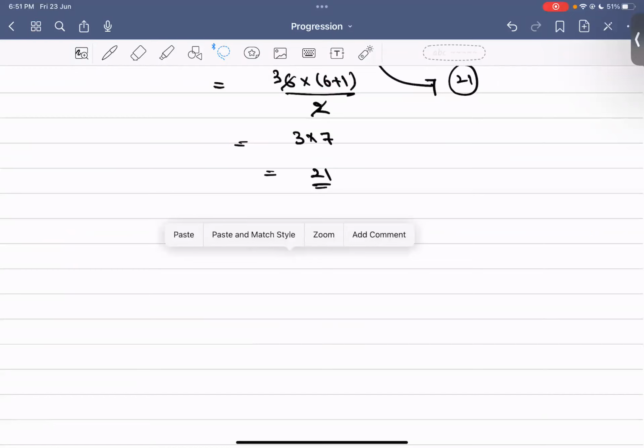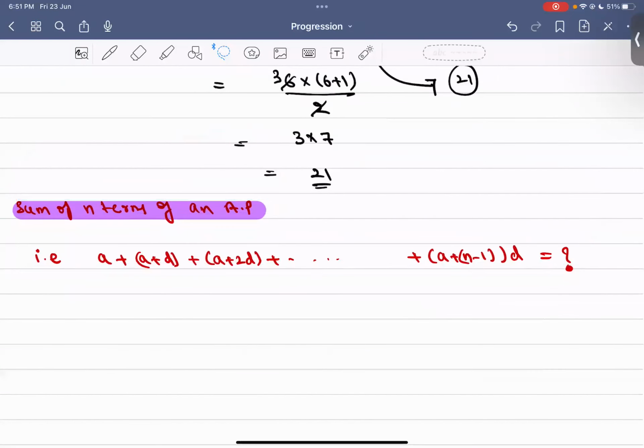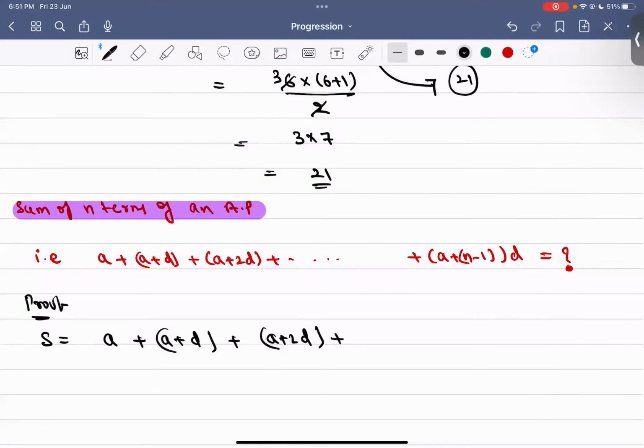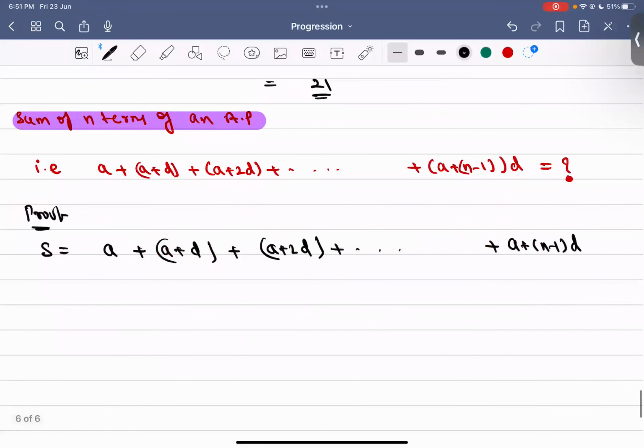Now our question is this one: the sum in terms of an arithmetic progression, with the same idea. So how to find the sum means proof. First you take S is equal to A plus (A plus D) plus (A plus 2D) plus etc. up to A plus (n minus 1) into D. This is our S; call this equation number 1. Same Gauss formula: first you write in reverse order, A plus (n minus 1) into D plus this, and then you add.